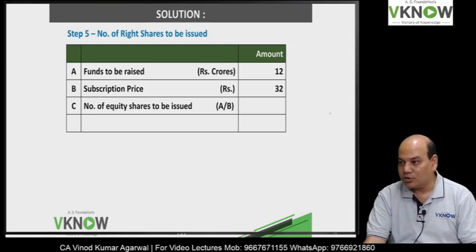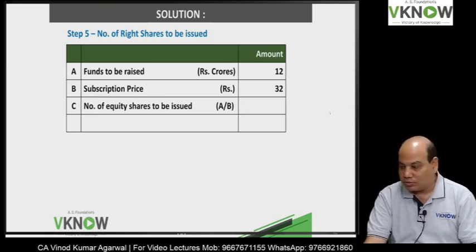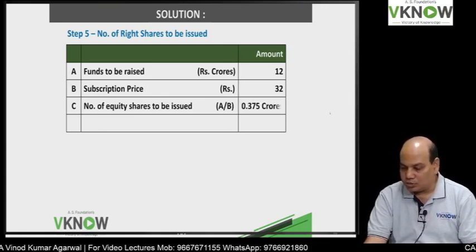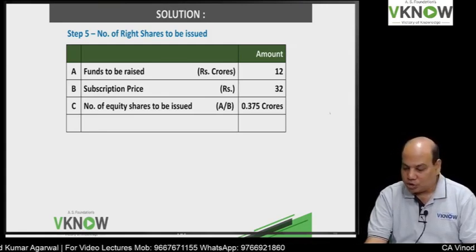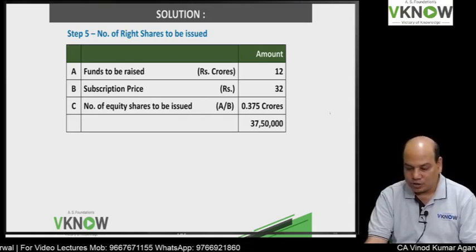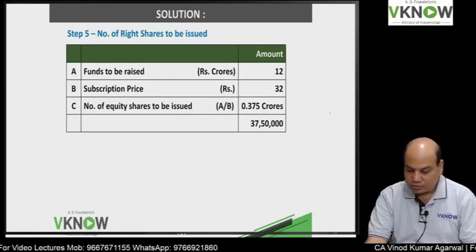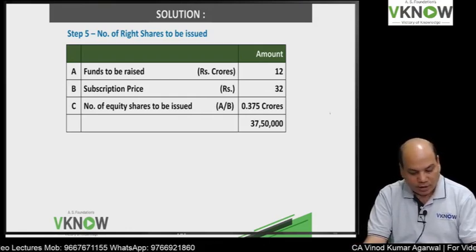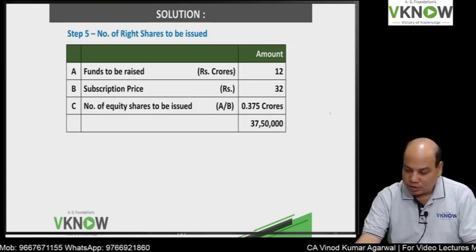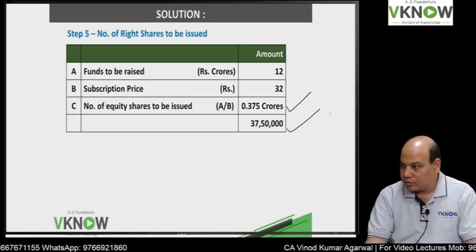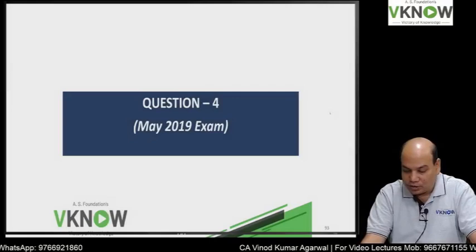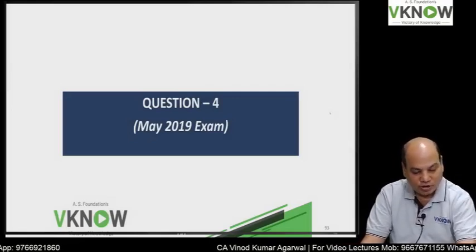Then number of equity shares to be issued, like a school question: 12 crore rupees you have to raise, shares will be issued at 32, so how many shares are you going to issue? So write down 37,50,000 shares, 37.5 lakh you can write, 0.375 crore, anything you want, you are welcome. They will not deduct marks. If they deduct marks for rounding off, it is wrong, an injustice to the student.